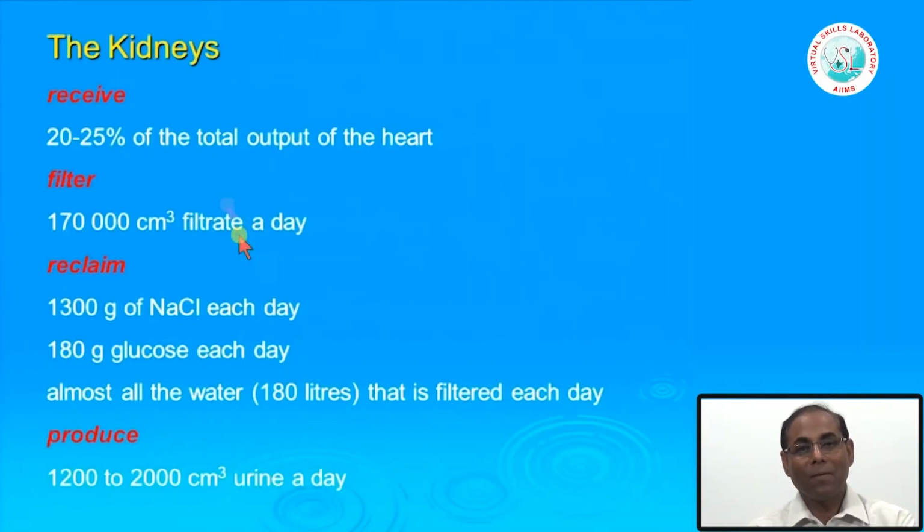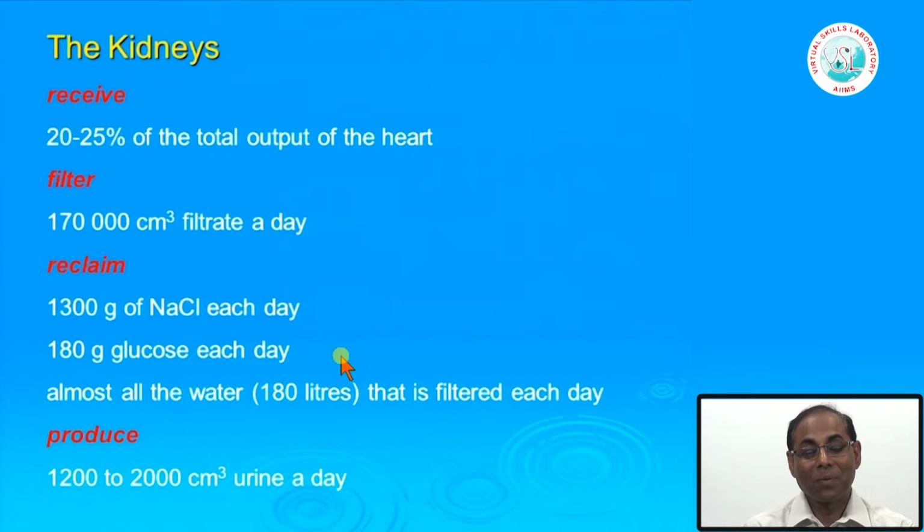Now, some of these basic statistics will be very important for you to remember. The kidney receives almost 20 to 25% of the total output of the heart. It receives a huge amount of blood because it has to do excretion or filtration of the blood. That's why it filters almost 170,000 cc of filtrate every day. But then it reabsorbs almost all the water, and finally the urine volume is only around 2 liters per day.